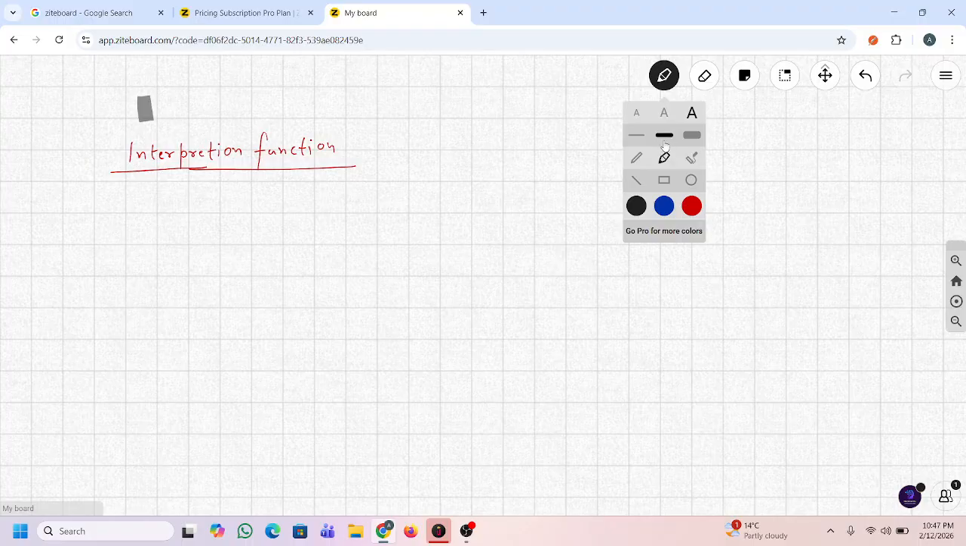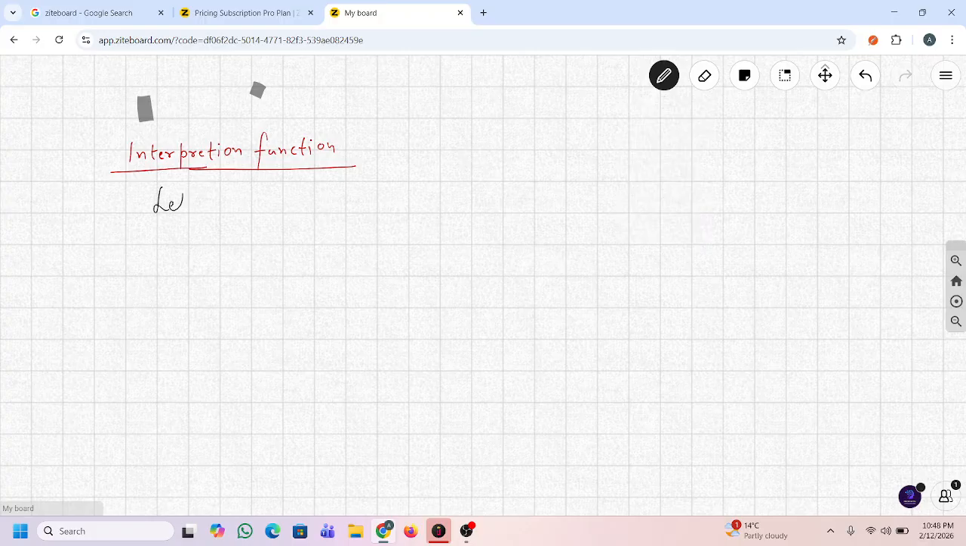Just let me decrease its size a bit, and then let me try how it writes. Okay, so this is not fit for our use, right? Yes. So now, interpretation function: let f be a formula, and let w be a model. We just saw what a model is. So let w be a model.